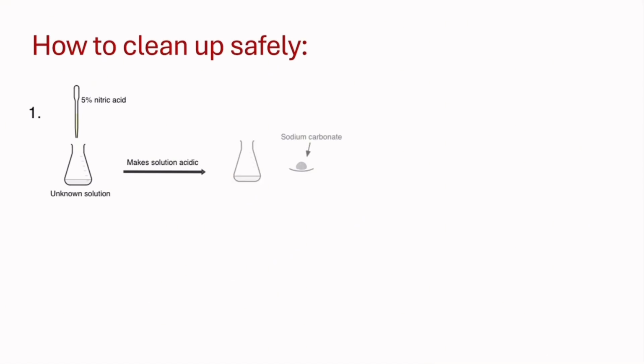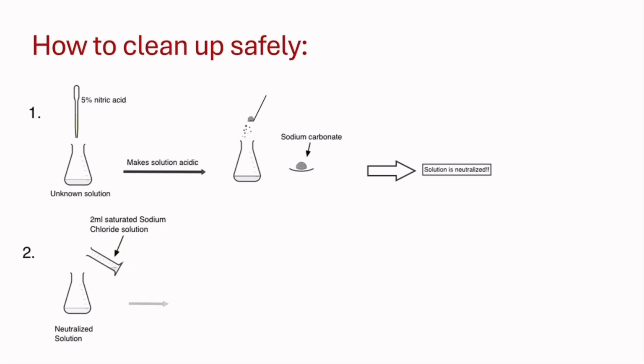Now we need to neutralize the acid by adding sodium carbonate. This balances the pH of the solution and prepares it for the next step. Add 2 milliliters of saturated sodium chloride solution, which is salt. This causes the silver to precipitate out of the solution in the form of silver chloride.